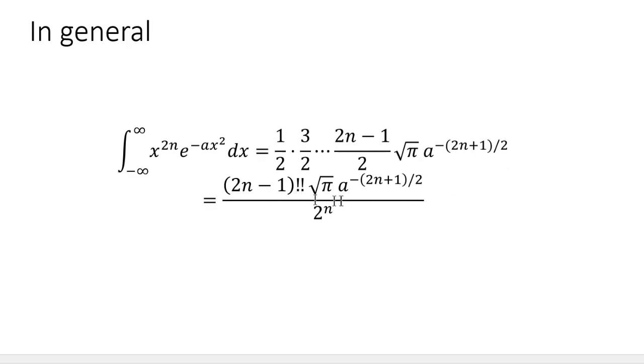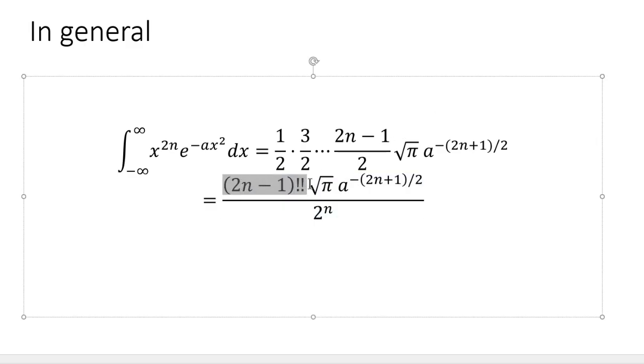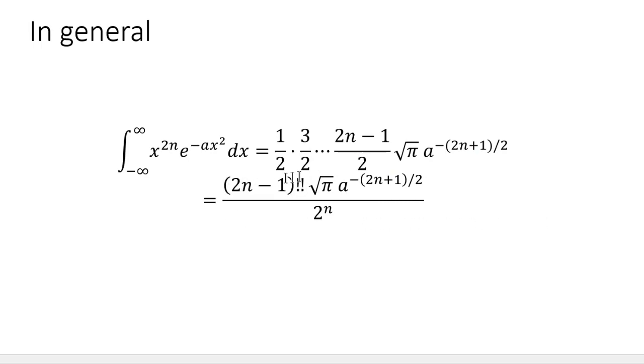And you can simplify it this way, where this double factorial means you multiply all the odd numbers only. So double factorial means that you skip every other number. So 2n minus 1 times, instead of the 2n minus 2, you skip the 2n minus 2 and you go to 2n minus 3, and so on and so on. So this will just give you the product of all the odd numbers, and this is what you get.